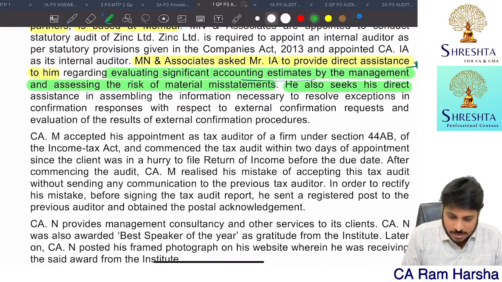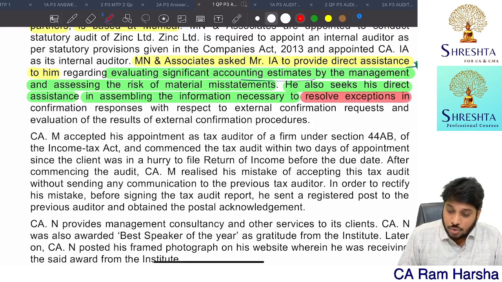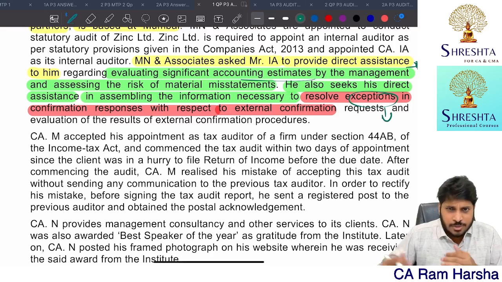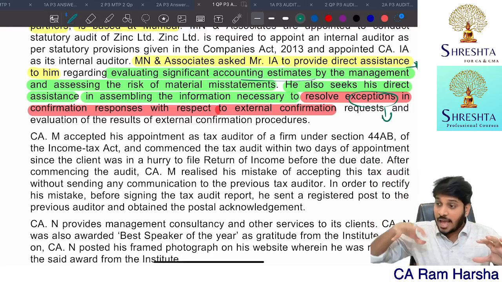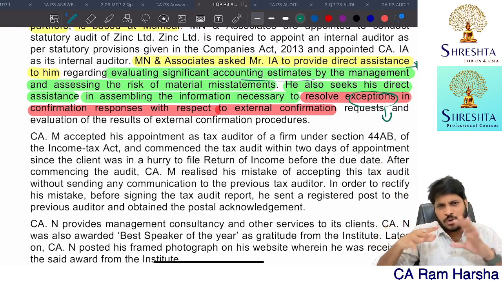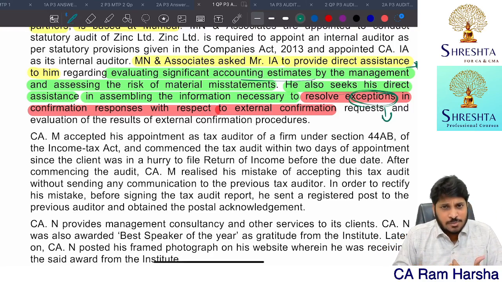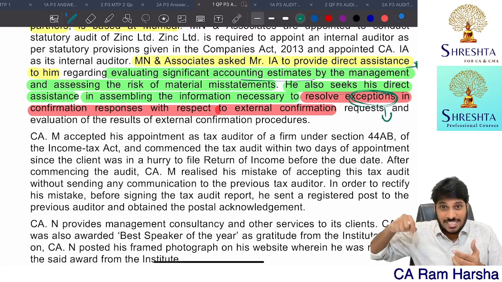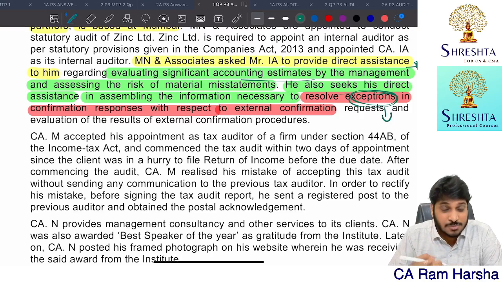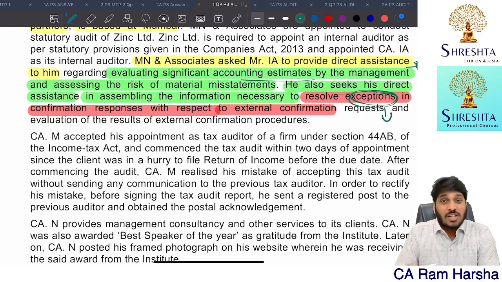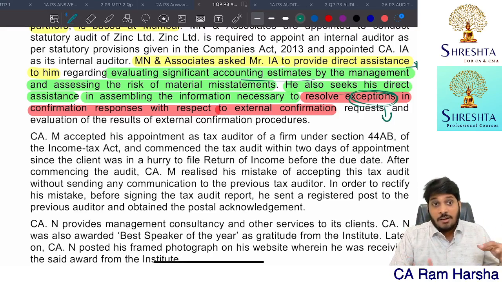He also seeks his direct assistance in assembling the information necessary to resolve exceptions in confirmation response to external confirmation. So in the external confirmation procedure, we received all the confirmations, but the number or balance in the confirmation replies and in our books of accounts are not matching. Exceptions were there. Exceptions means what? Confirmation response, what is there in your books of accounts or what you requested, both are not matching. That's called exception. There is a definition for exception in 505. Getting it? So to resolve this exception, some additional work has to be done. For that also he is asking direct assistance. I think that can be done.